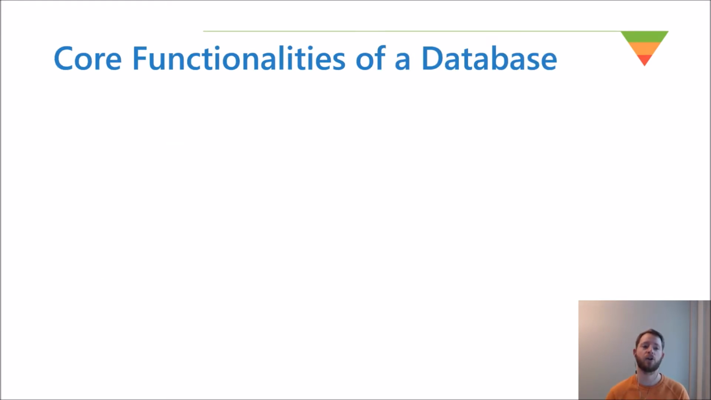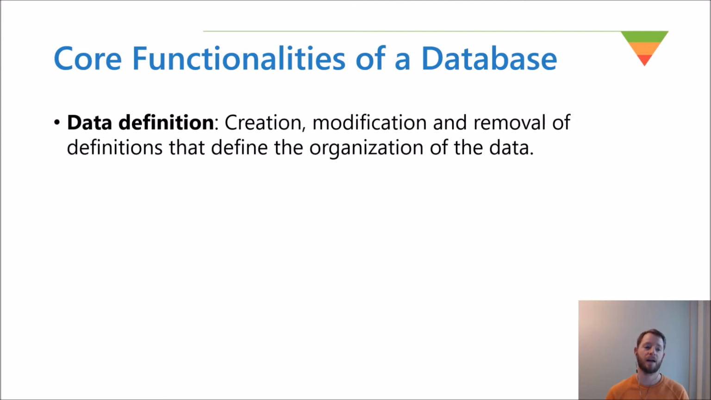I now like to talk a bit about core functionalities of a database. The first core functionality is the data definition, which is a part of the data model actually. And it's the creation, modification, and removal of definitions that define the organization of the data. That's a lot of definitions and defining here, but it is essentially having a plan and definitions for how the database structure, its skeleton, if you will, is set up.